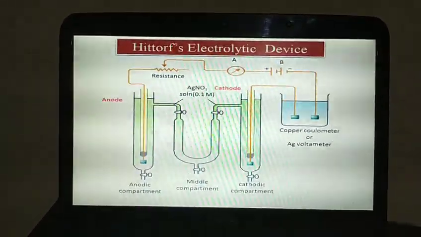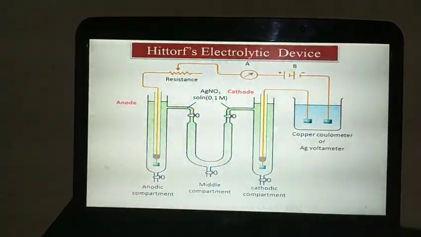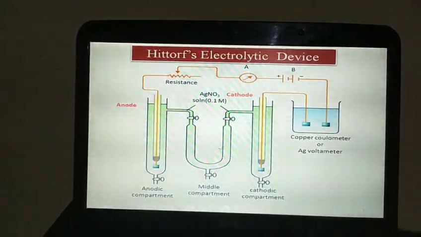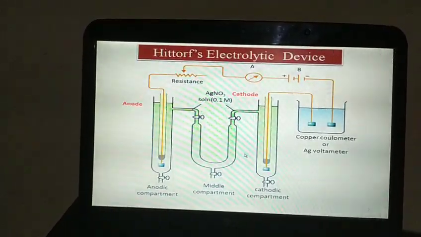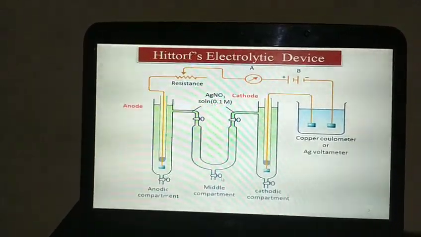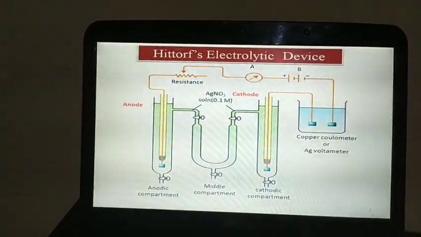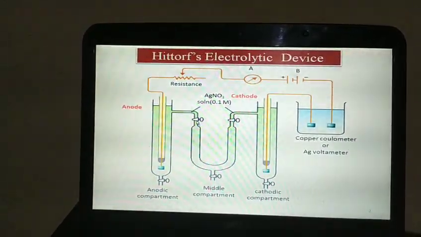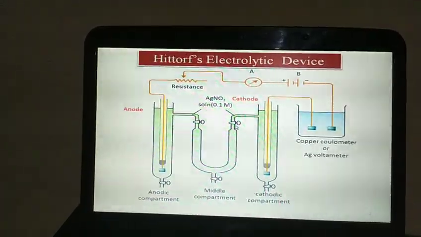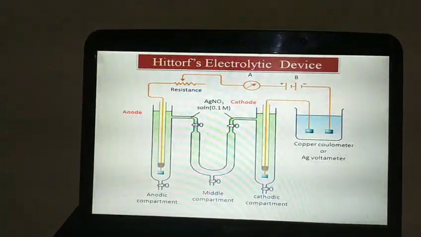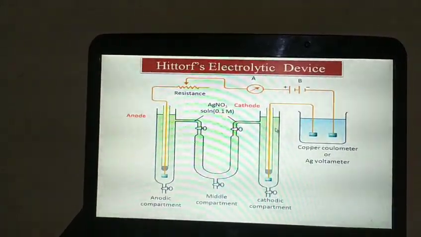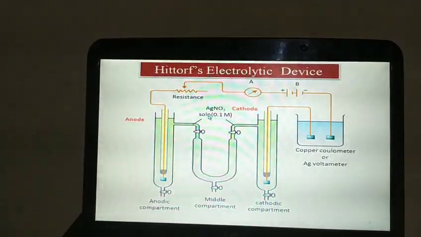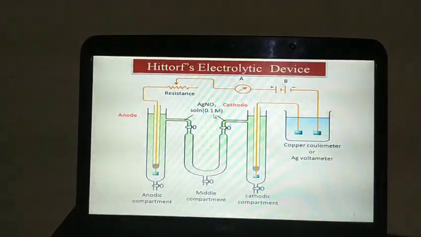This is the experimental setup. Hittorf's apparatus contains two vertical vessels connected to a narrow U-tube in the middle. The two vertical vessels and the narrow U-tube have stopcocks at the bottom to remove or withdraw the solution. At the top of the U-tube, there are two more stopcocks, and these stopcocks prevent the mixing of solution between anode and cathode. The whole apparatus is filled with silver nitrate solution of concentration 0.1 molar.